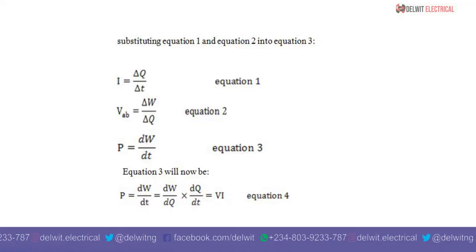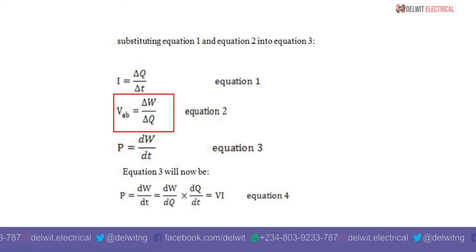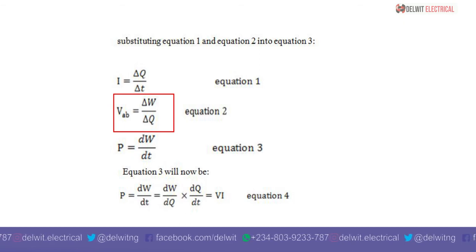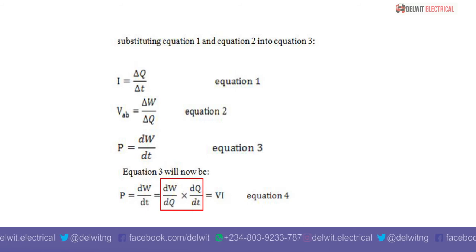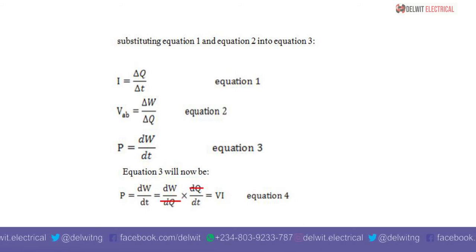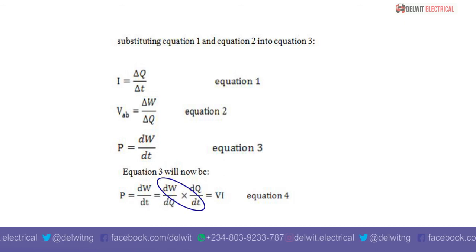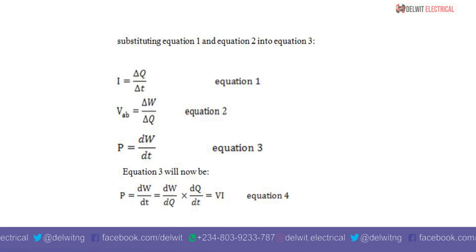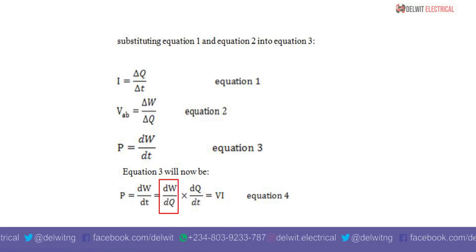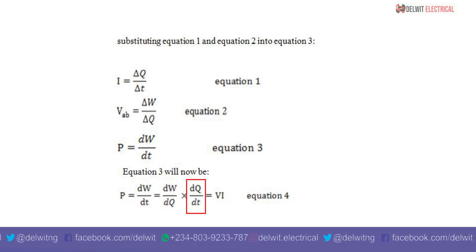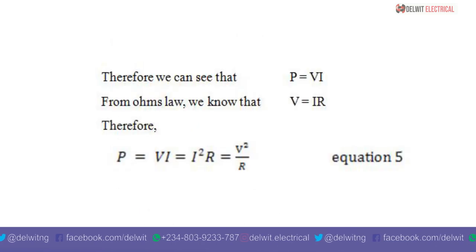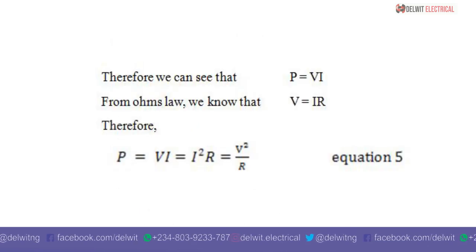Now, from our previous formulas, we know dW over dQ, which is the rate of energy to charge, and dQ over dt, which is the rate of charge to time. We'll discover that dW over dQ times dQ over dt, when dQ cancels dQ, leaves dW over dt, which is equivalent to P. But we know that dW over dQ from our previous formula is V, and dQ over dt is I. Obviously, our P will be equivalent to VI, which we all know: voltage times current gives you power.